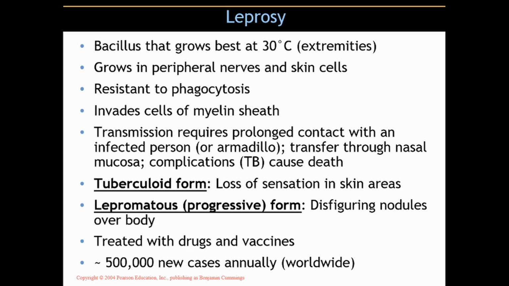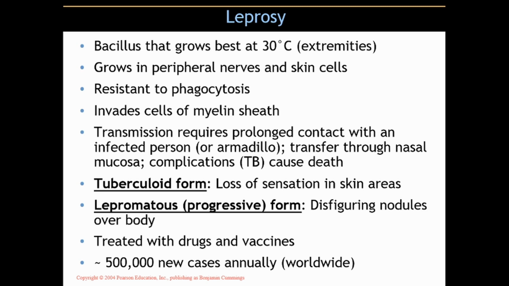The fingers become disfigured. They become these little nubs. It breaks down soft tissue and bone tissue within the hands, within the fingers, and it causes these disfiguring nodules all over the face. It's treated with drugs and vaccines, and the treatment is very effective with it.